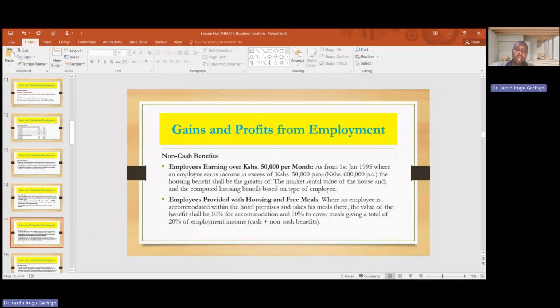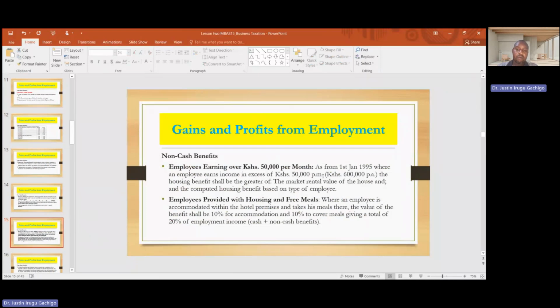Now we have employees earning over 50,000 per month, from 1st January 1995. Where an employee earns income in excess of 50,000 per month, that is 600,000 per annum, the housing benefit shall be the greater of the market rent value of the house and the computed housing benefit based on the type of employee.